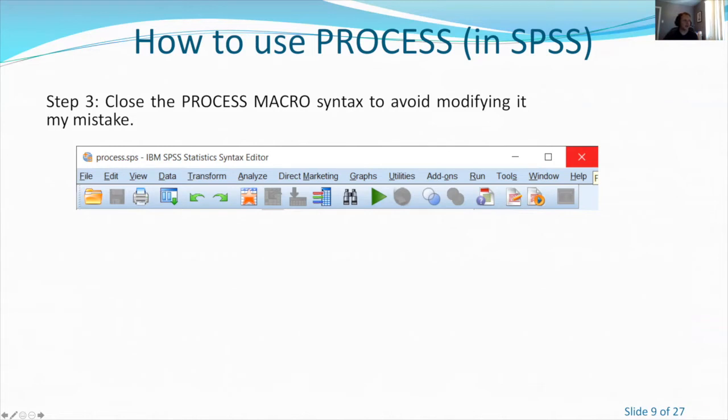A very important note here is that SPSS forgets how to use the PROCESS command every time it's closed. So every time you open SPSS again, you have to rerun those 3 steps to teach SPSS again how to use PROCESS.